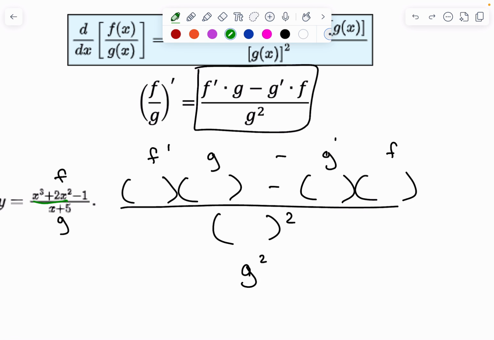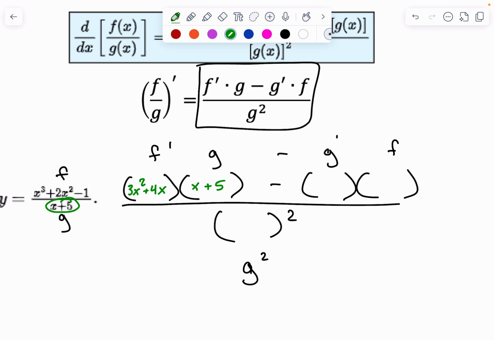So this is f. And the derivative of f, if I take the derivative of x cubed is 3x squared. The derivative of 2x squared is plus 4x. And then the derivative of the minus 1 goes away. Okay, that's what f prime is. Now I have g, which is x plus 5, okay, on the top. And then I want to do g prime. G prime is going to be the derivative of x plus 5. The derivative of x is 1, and the derivative of 5 goes away. So that one's kind of nice. And then f is going to be x cubed plus 2x squared minus 1. He just stays, okay? On the bottom is x plus 5 squared, okay?